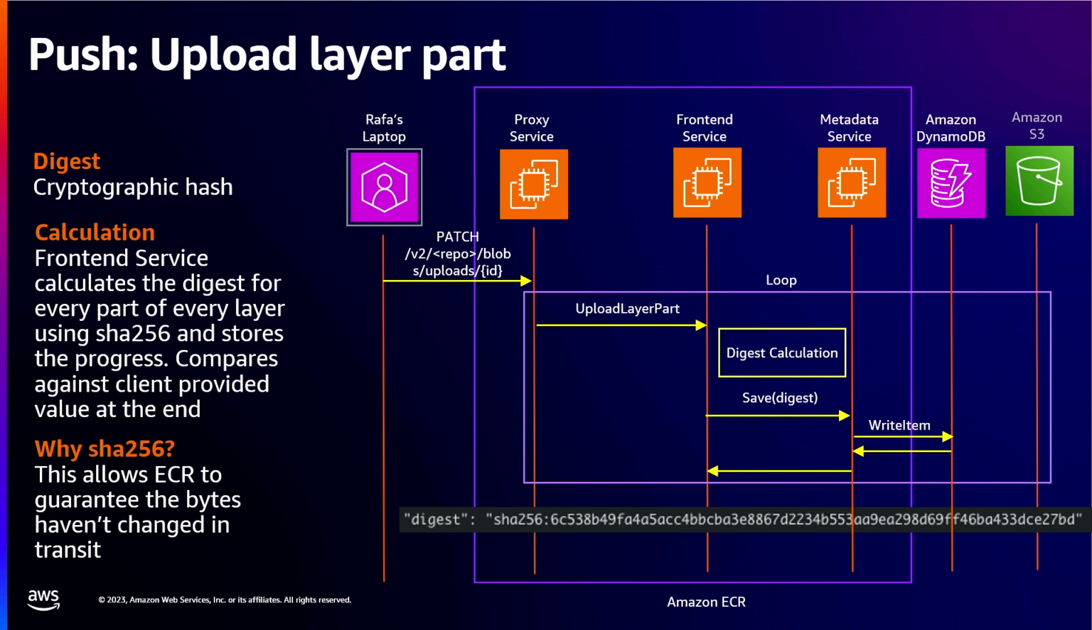This is what we calculate to know that the bytes we're receiving are what the client intended to send us. They calculate it on their side. They'll send us the digest later in the manifest. But while they're sending us the layer data, we have to compute the digest. So we're doing this digest calculation for each part that's happening, meaning it's a partial calculation. So we don't know the full digest yet because we've only received the first part, then we'll receive the second. So we have to store that progress in Dynamo.